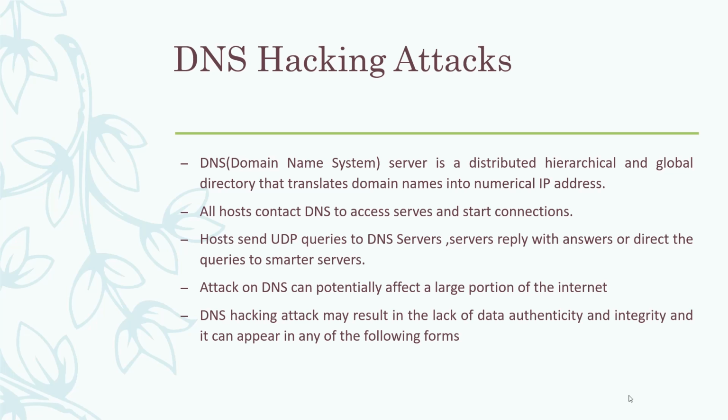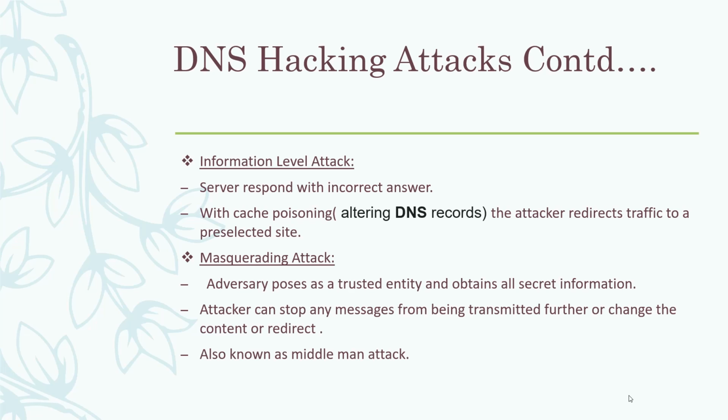An attack on DNS can potentially affect a large portion of the internet. A DNS hacking attack may also result in the lack of data authenticity and integrity, and it can appear in any of the following forms. Information level attack. Here the server responds with an incorrect answer for the request. This can be done with cache poisoning, that is altering the DNS records. The attacker is able to redirect the traffic to a pre-selected site, that is to a malicious site.